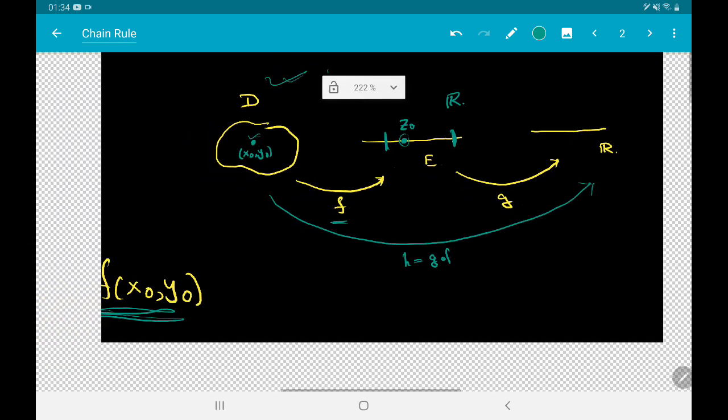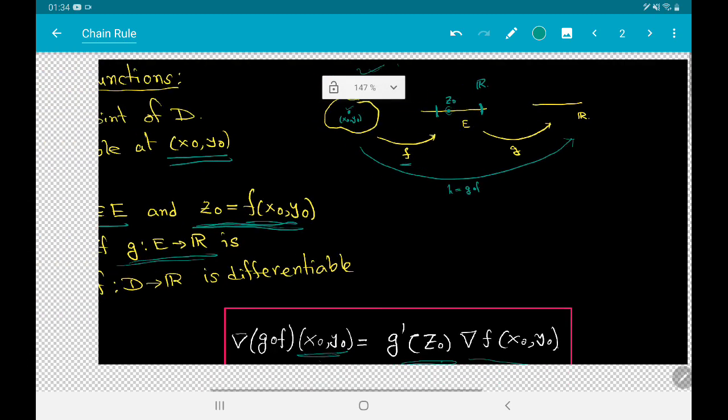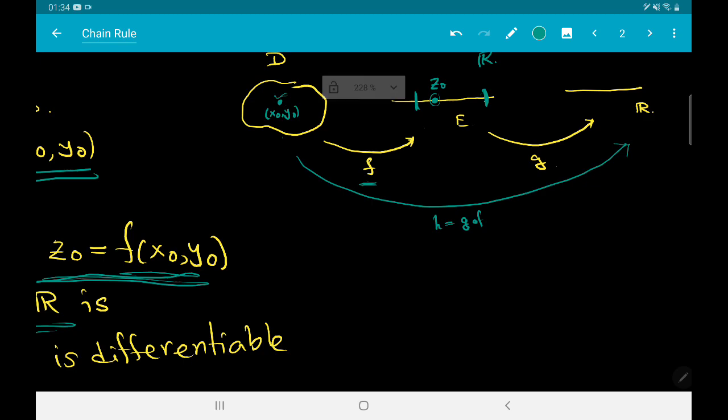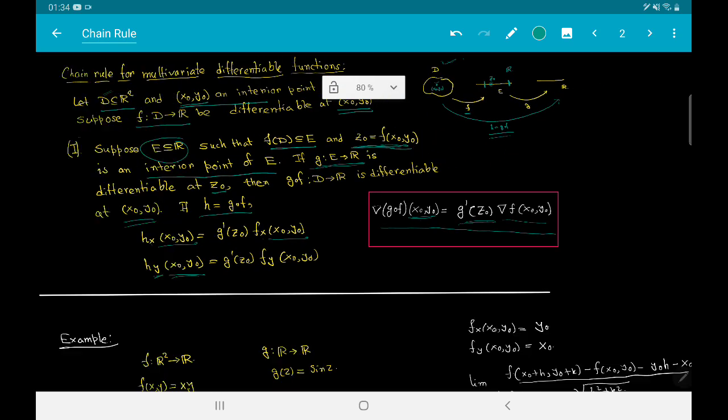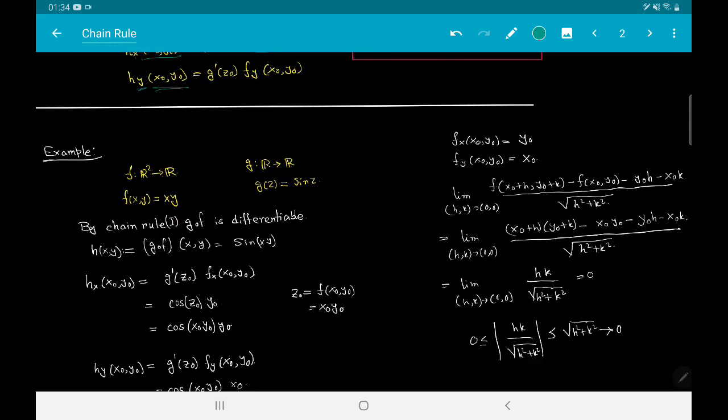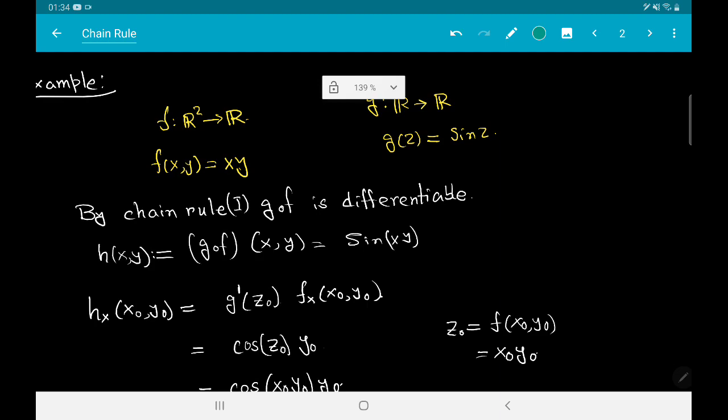And also we have computed, or we have at least told you, what is the corresponding total derivative of this function h, which is g composite f. So let me now give you an example, a very nice example to start with. f is a function from R2 to R given by f(x,y) equals xy, and g is a function from R to R given by g(z) equals sin z.